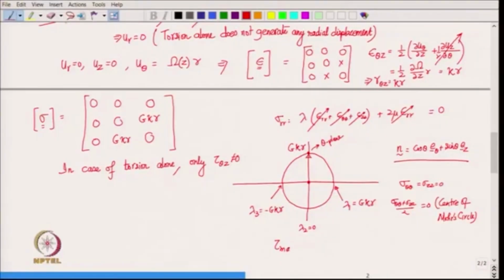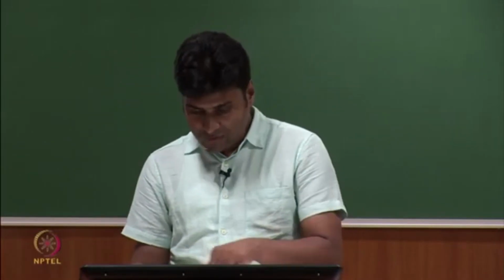So, what is tau max then? Tau max is simply lambda 1 minus lambda 3 by 2, which is also equal to G k into r. Okay. So, as per the question, we had to find out the maximum value of the shear component of traction, which from our analysis turns out to be G k into r.